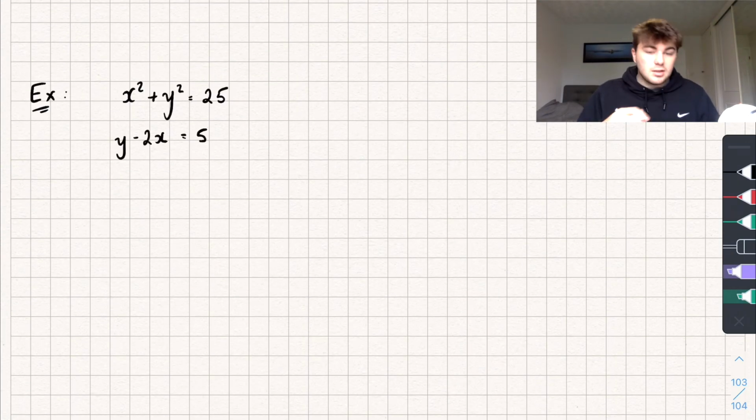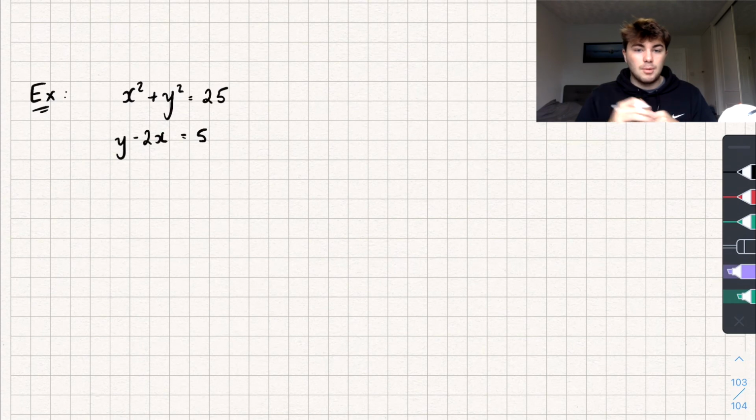So let's look at the other type of simultaneous equation you might come across, and this is where we've got an x or y squared term in the equation. So we've got x squared plus y squared equals 25 and y minus 2x equals 5.